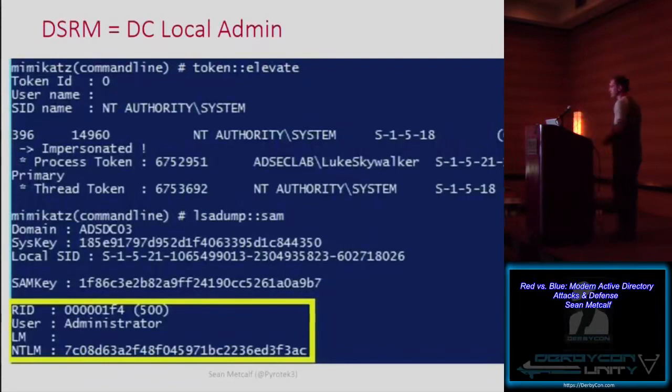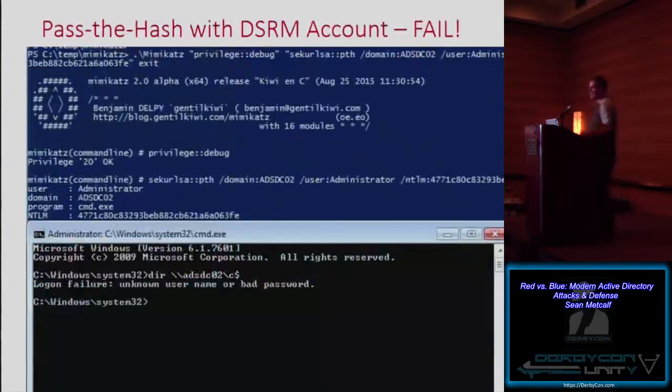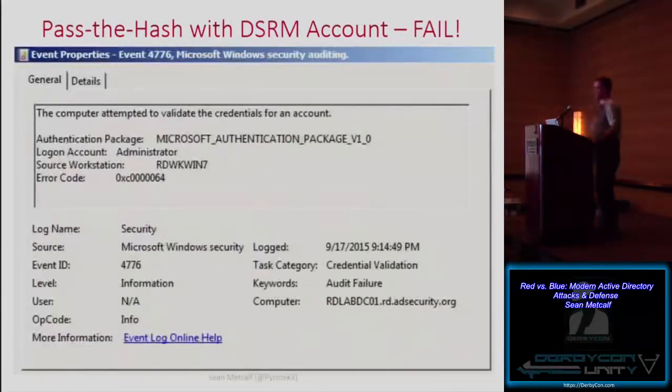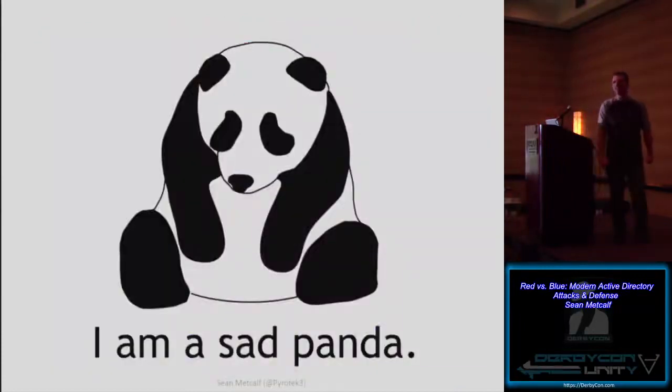Well, Benjamin Delpy and I were working through this last week, and we discovered something really, really interesting. We got very excited. He got very excited in French because he's in France, which is even more exciting. We couldn't pass the hash for the DSRM account. Fail. We got events that said we failed. 4625, fail. 4776, fail. We were very sad pandas. So yeah, I came up here to tell you I failed.